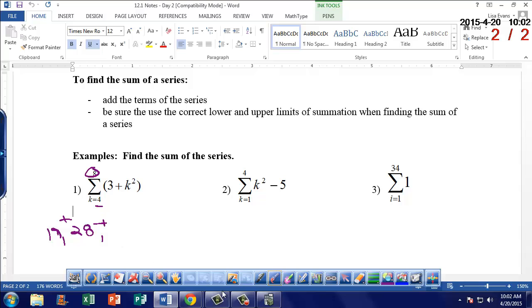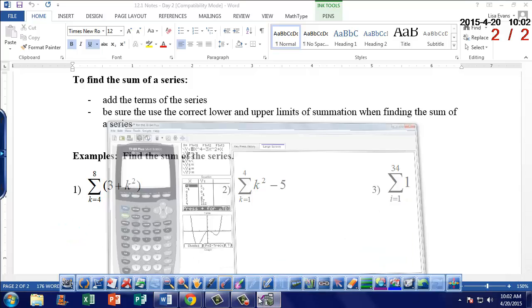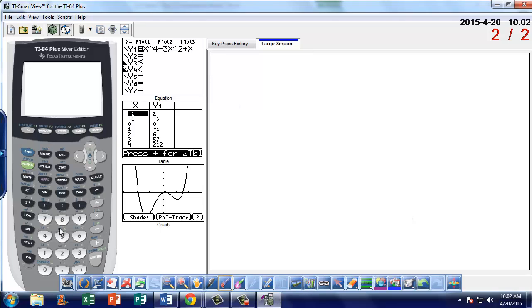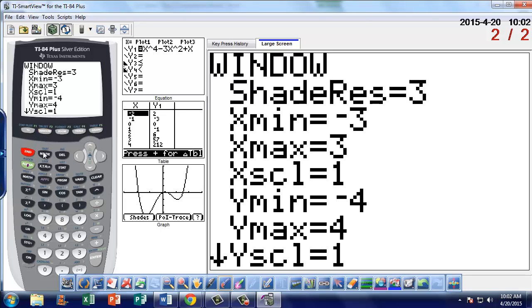However, there's a much simpler way to do this. So go ahead and pull out your calculators. Take a look. Now, there is a shortcut key for summation. So we're going to hit alpha F2. Oops, that didn't work.